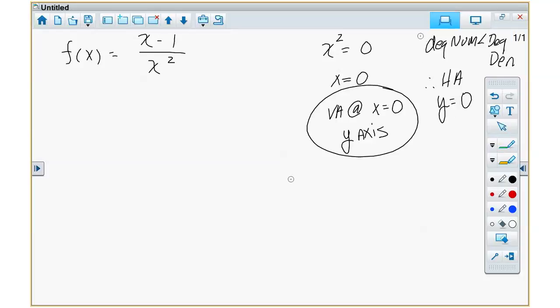Now y'all should remember that from algebra. Remember, if the degree of the numerator is the same as the degree of the denominator, you take the coefficients of both. So if this was x minus 1 over x, then the 1 over 1 is what? 1. So y would be equal to 1.